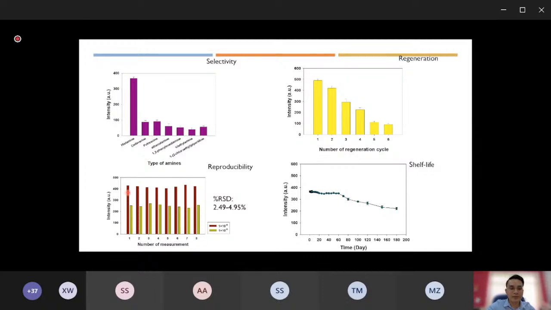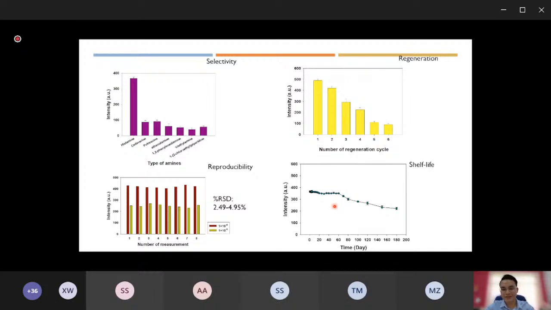And the reproducibility: the results are reproducible. We tested, and it shows a good RSD, around 400 intensity. But this sensor can be regenerated only twice, because after 2 regeneration cycles it drops the fluorescence intensity, meaning that it's just a disposable sensor. Just like other kits, for instance the pregnancy test or COVID test, which can only be used once, a disposable one. And how about the shelf life?